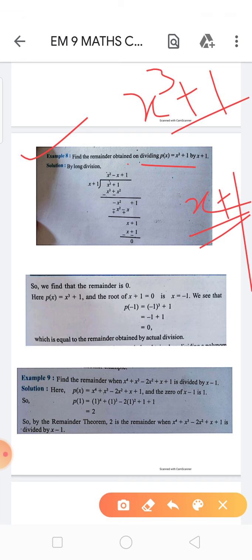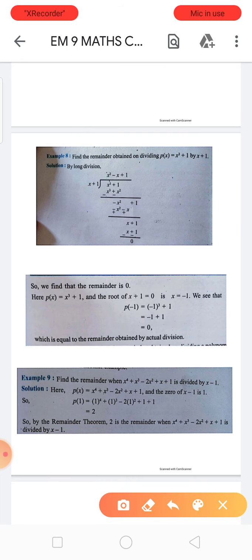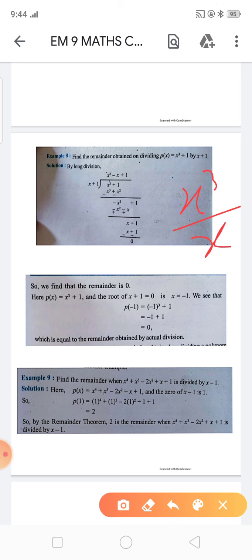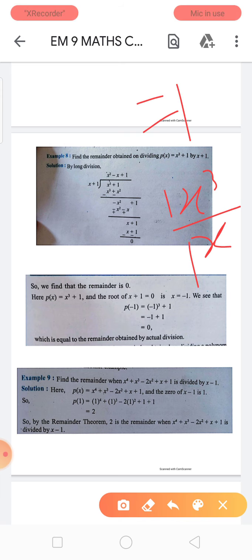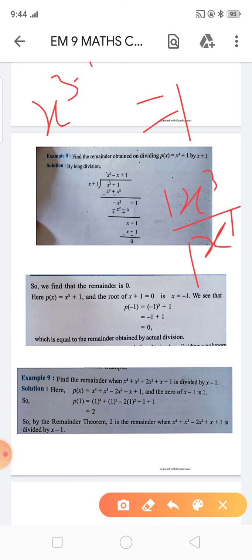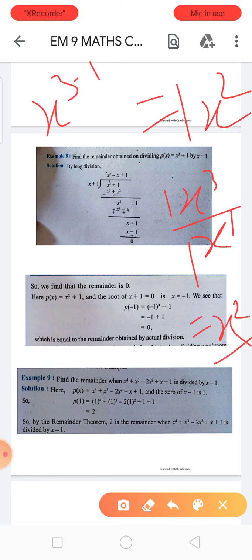Write dividend and divisor in divide form. Again comparing the first term of the dividend, here the first term is x cube and in the divisor the first term is x. Now find our quotient. The coefficient in both is 1, so we write 1, and x cube divided by x raised to power 1 means in division powers are subtracted, so x raised to 3 minus 1 means x raised to 2. So we write 1 x square as x square, it will be the quotient.